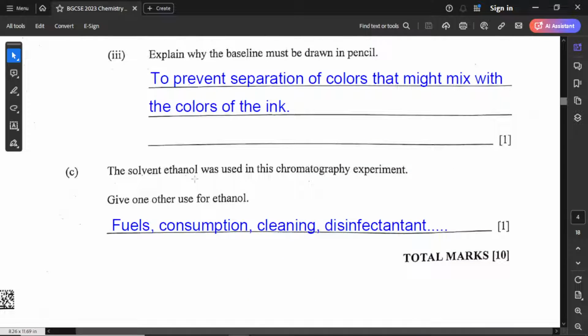For part C here, which is the last part of this question, it said the solvent ethanol was used in this chromatography experiment. Give one other use for ethanol, and it can be used as fuel, definitely for consumption, because ethanol is drinking alcohol. That is fine in rum and wine and so on. All right, it can be used for cleaning as well, because it can be used to remove certain stains or paint. And it can definitely be used as a disinfectant.